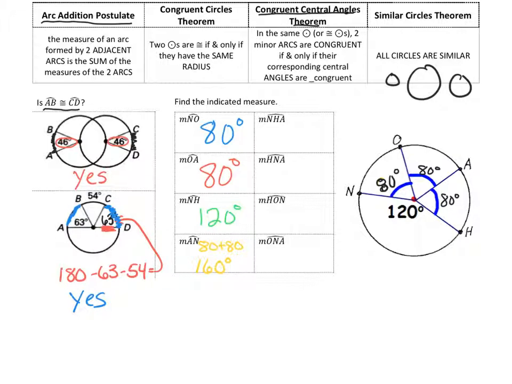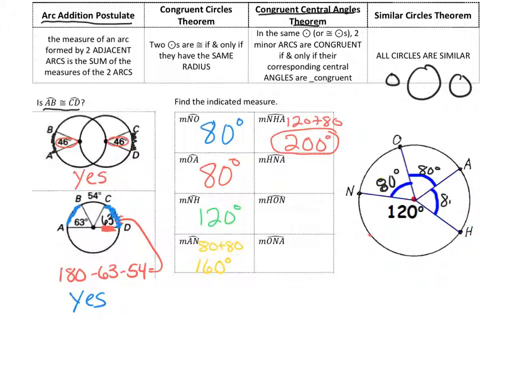All right, now let's take a look at some of these major arcs. The first one says NHA. So I start at N, I trace around to H, and I finish at A. Then I just need to see which degree measures it goes through. Well, it goes through 120 and it goes through 80. So we add those together. It's a total of 200 degrees. That's for NHA.